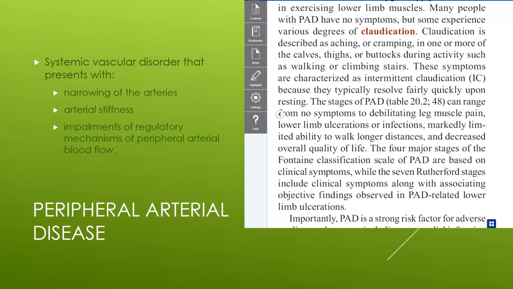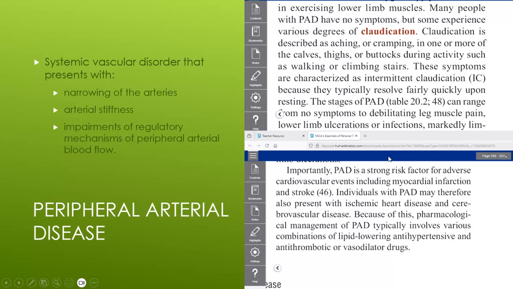Now, it's usually temporary, and it's something where a person can stand back up, extend their leg, or the blood flow to happen once again. But I will say this, they have varying degrees, and they talk about these different stages, and there's 4 main stages of the classification scale. They're pretty straightforward, but it's a strongly correlated risk for MI and stroke. So individuals with PAD, peripheral artery disease, may therefore also present with these other conditions.